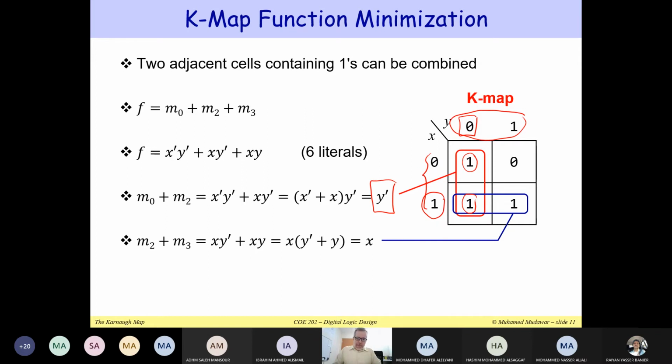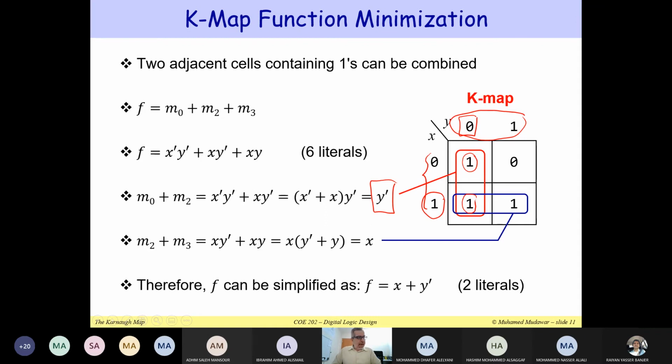So now by combining this, we can say that the final expression for f will be x or y prime. That's it. That's my expression for f. This is now my simplified expression, and we're able to reduce it to only 2 literals. We started with 6 here when you look at the sum of minterms, and we simplified this to only 2. Okay, with the help of the Karnaugh map.